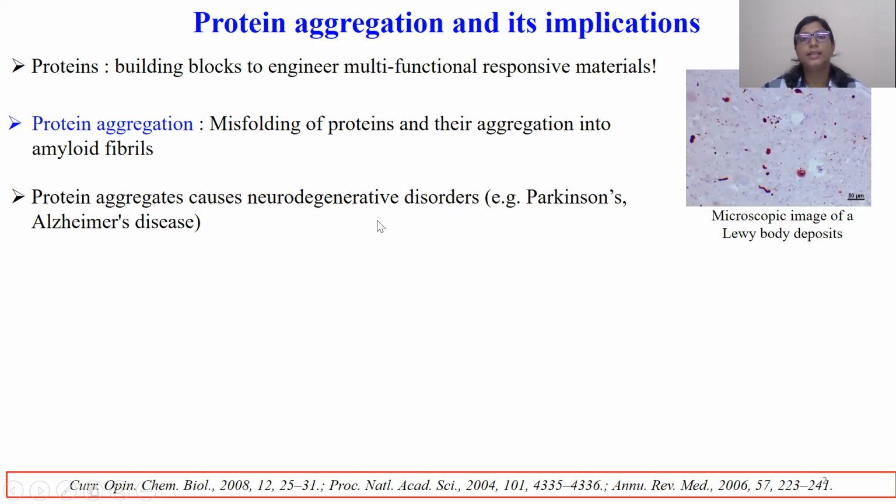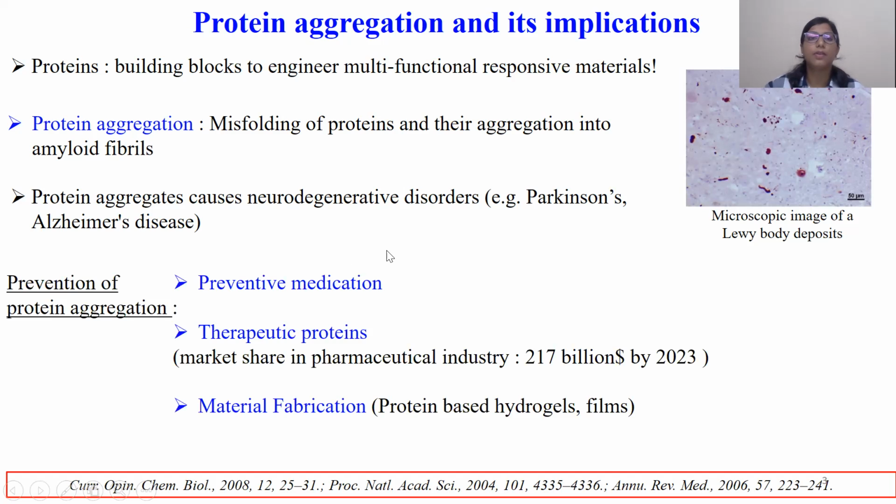Typically, these amyloid fibrils are formed because of hydrophobic interactions, and they are insoluble. The mechanism of amyloid fibril formation has not been fully understood by researchers, and because of this, the major focus of researchers is on prevention of protein aggregation. Prevention of protein aggregation is very important because of its implications in preventive medications and also in therapeutic proteins.